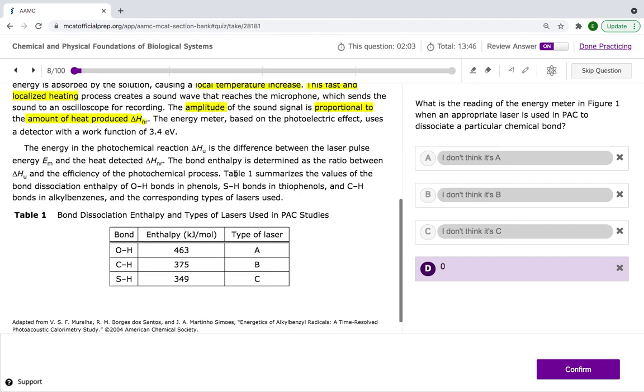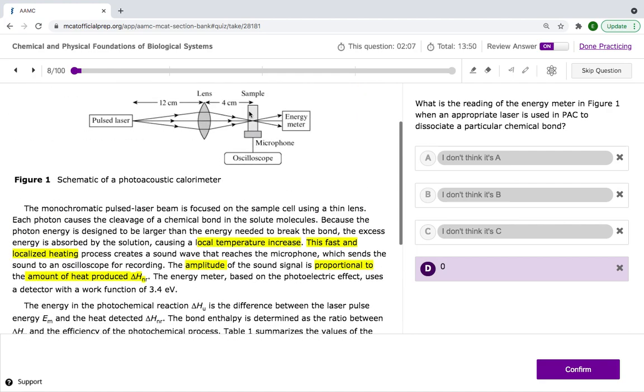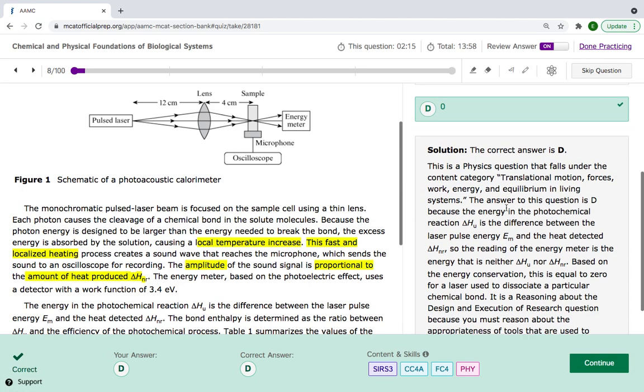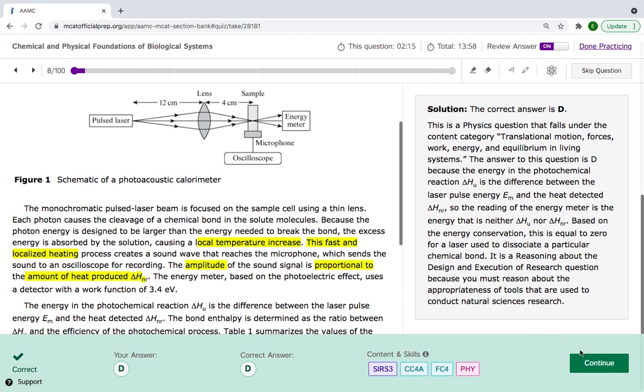We're not going to use a crazy, huge laser with a lot of energy in it. That will cause a lot of excess, and that could eventually hit the energy meter. Appropriate. That's it. Nothing more. Okay. Answer is D. And there's the explanation if you guys want to read.